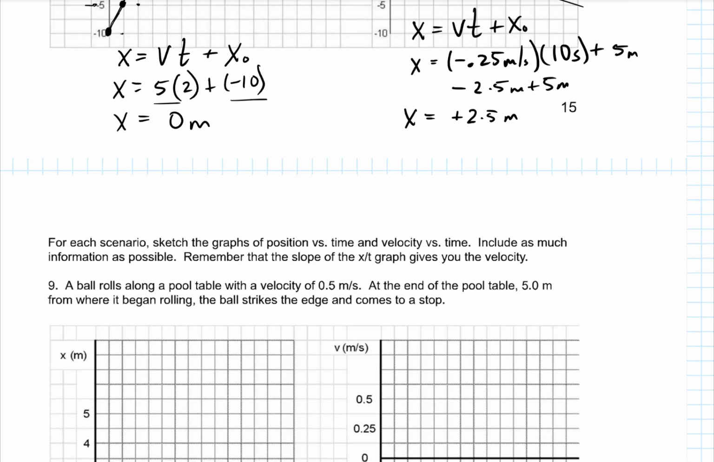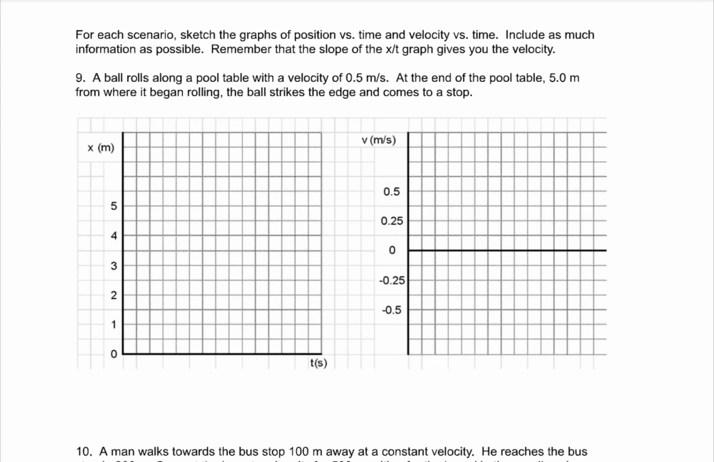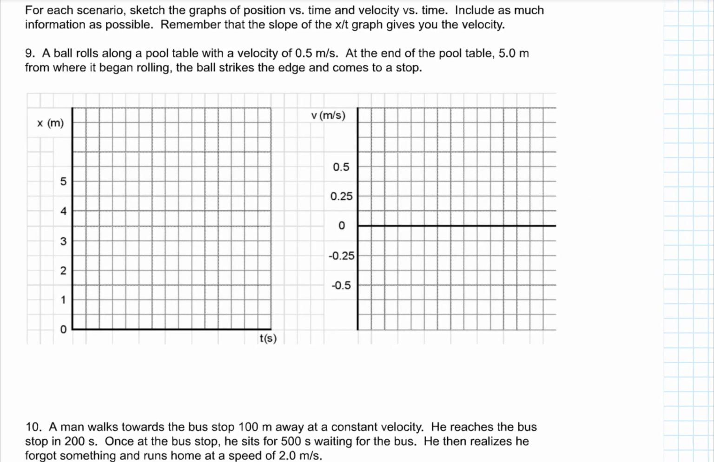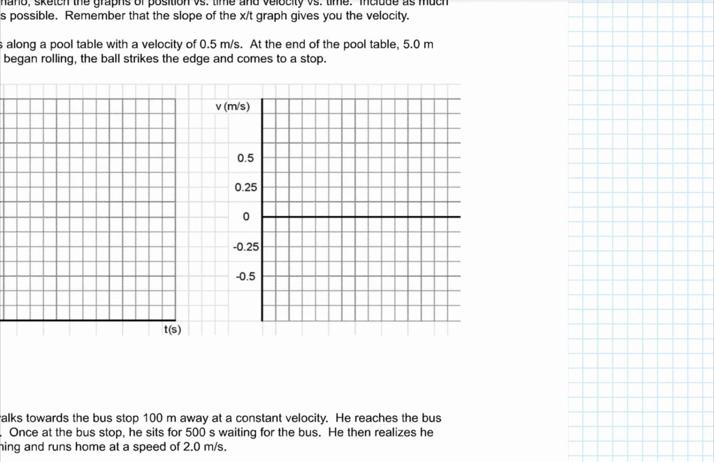All right, the next part of the worksheet, number 9, I have a pool ball rolling along a pool table with a velocity of 0.5. At the end of the table, 5 meters from where it began, the ball strikes the edge of the table and comes to a stop. This is the place where I want us to use the GUESS method. I'm going to write it out here.